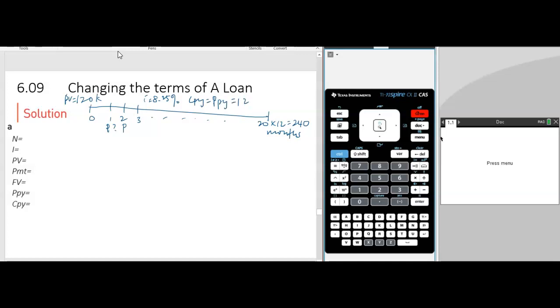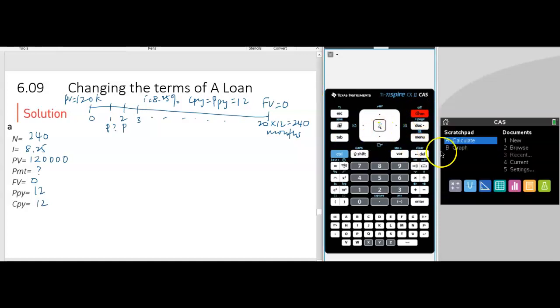Right, so you know your n is 240. Your interest will be 8.25. Present value 120,000 positive. Payment is the unknown. Future value when you pay off the loan, that means finish, 0. PPY, CPY are both 12. Now let's look at the calculator.